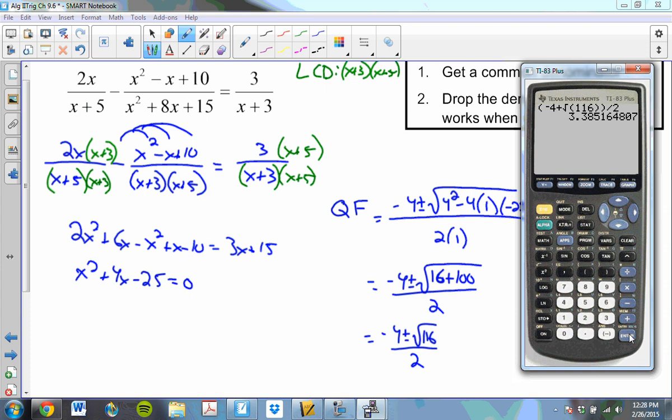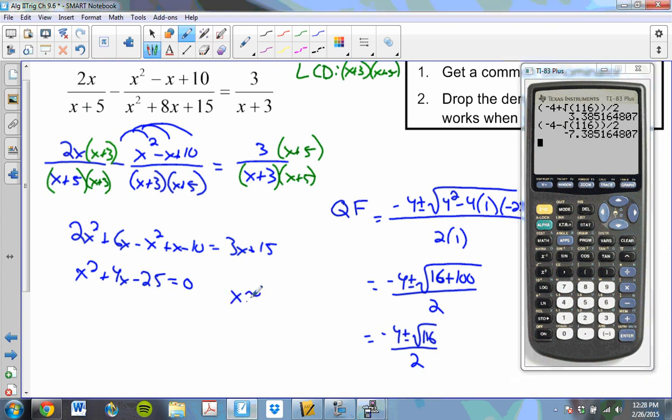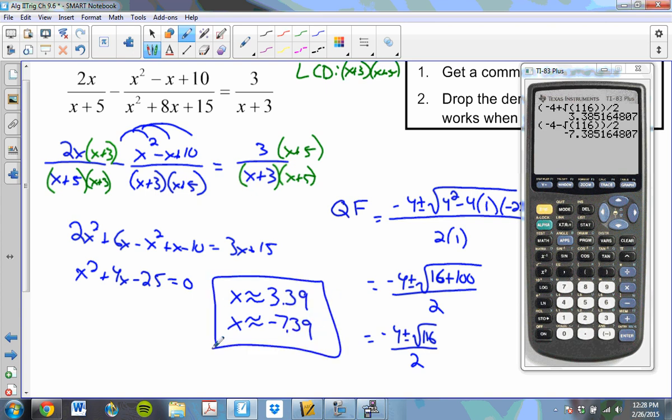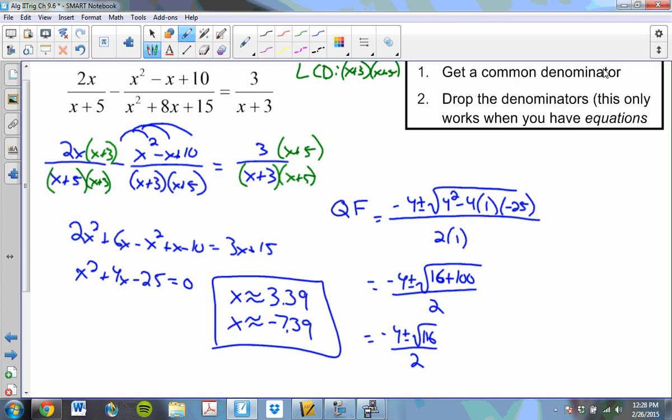There's one of my solutions. Press second enter, scroll up and change this plus to a minus. There's my other solution. x is about equal to 3.39 or negative 7.39. You can always check these, plug them in, see if they work, see if you get a true equation, one's equal to the other, that's fine.